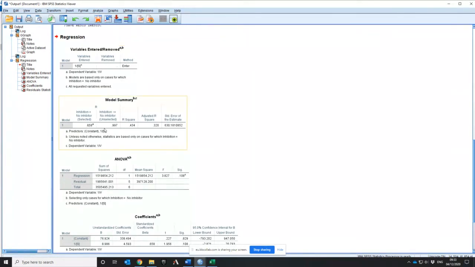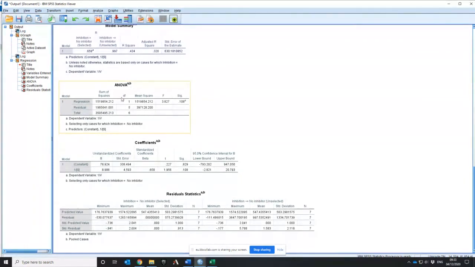It tells you the R value and it tells you the R squared value. Notice it does it for the two different groups. So this is for the one with no inhibitor. This is the one for inhibitor. It's not very helpful to do both of them, but it does it anyway.